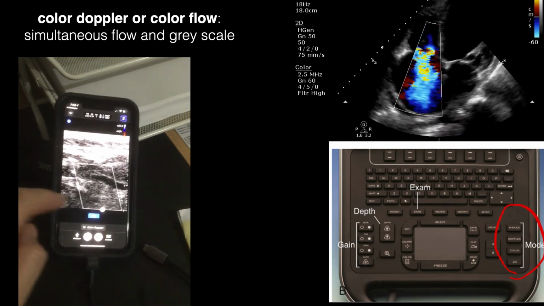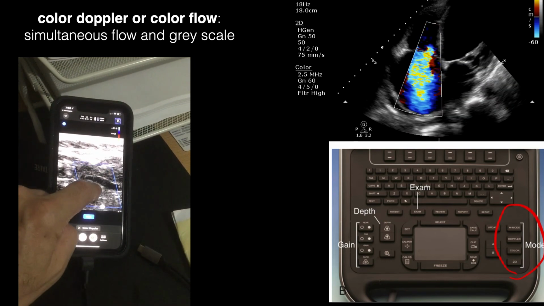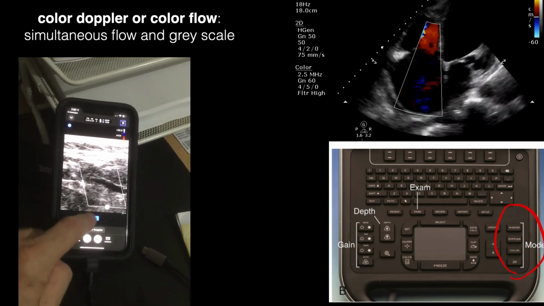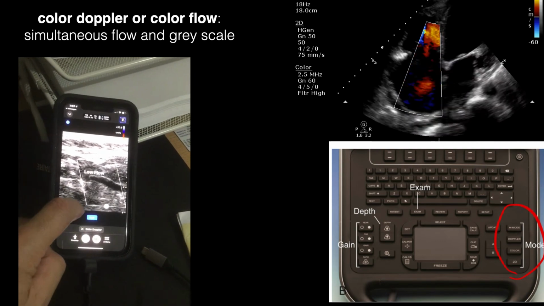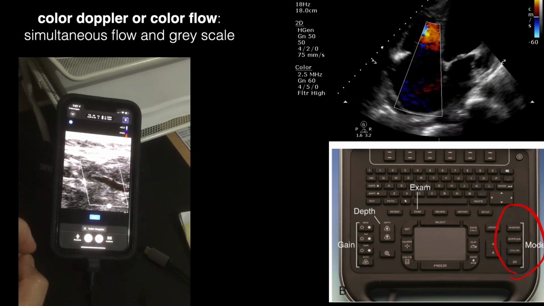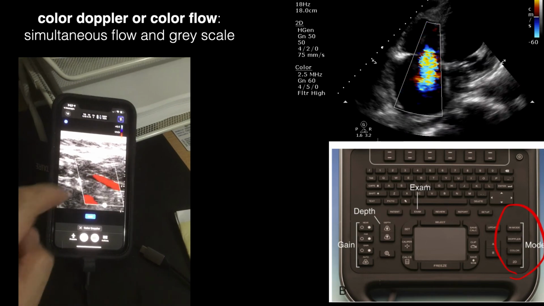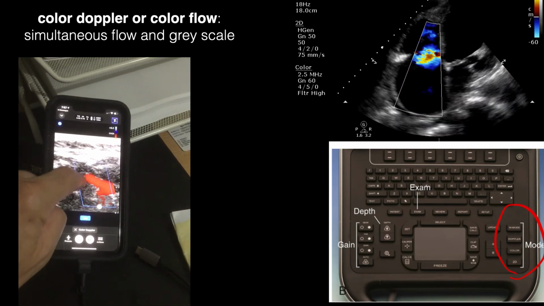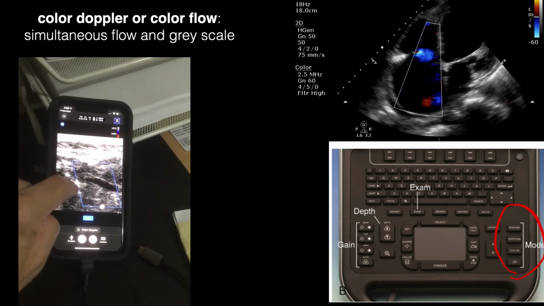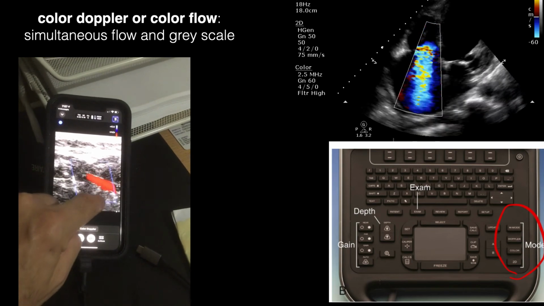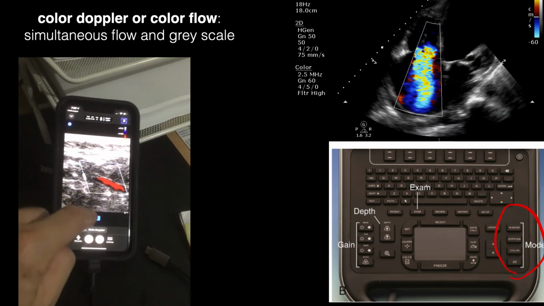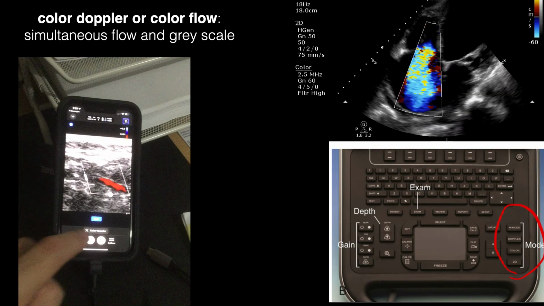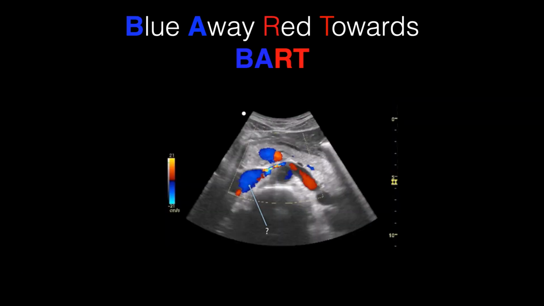And when you push Doppler, it comes on, and there's a little color box you can move around with your finger. And then to change the sensitivity, you can change from high to low flow sensitivity. You can do that on the Sonosites as well to pick up low states of flow, such as this vein here. And then you can move around that color box with your finger. You can also do it on the trackpad of the Sonosite machines.